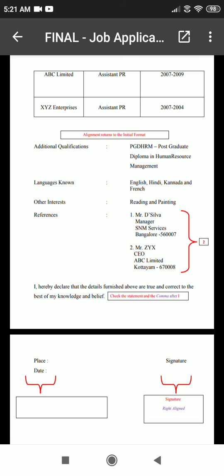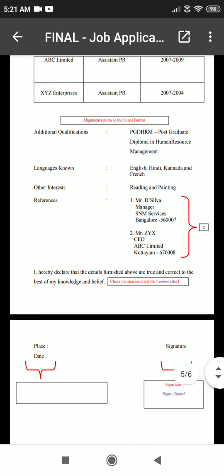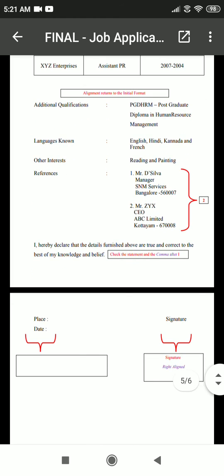After that, languages known. First I've mentioned English, then Hindi, Kannada, and French. This is the format I've followed. So guys, make sure that the language you know most fluently is the one you write first. I know English very well, so I mentioned it first, then Hindi, then Kannada and French. Write first the language you know very well, very fluently, and then the others.